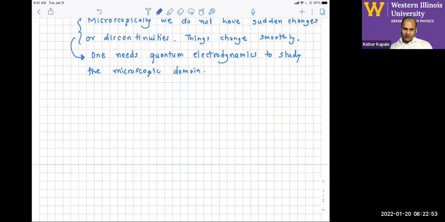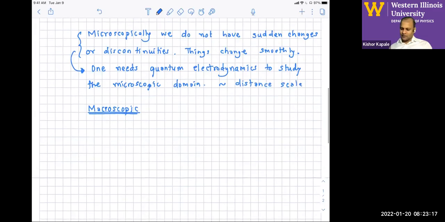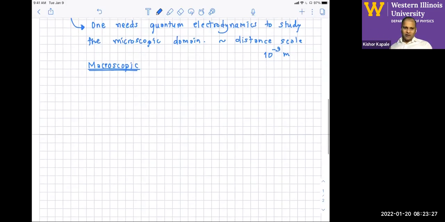So let's take a look at how we mathematically express some of these macroscopic electrodynamic quantities, because in this class, we are going to deal with macroscopic domains. Let me first tell you the distance scales here. That's crucial. Distance scales are of the order of the size of the atom, so about 10 to the negative 9 meter, a nanometer, and at that distance scale, things are just moving very, very smoothly.